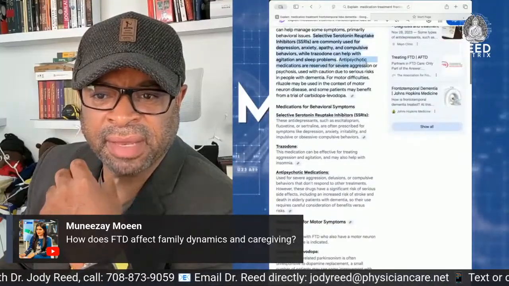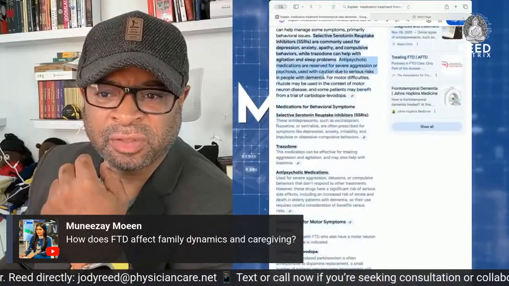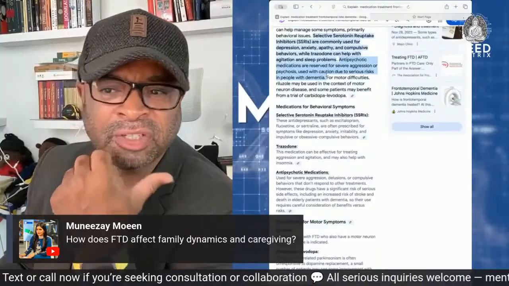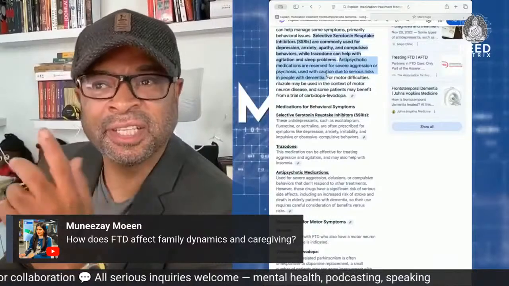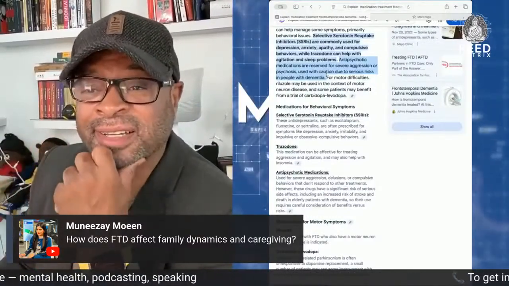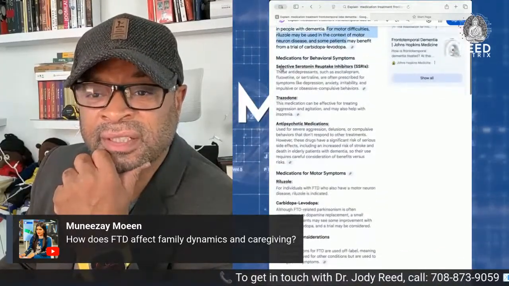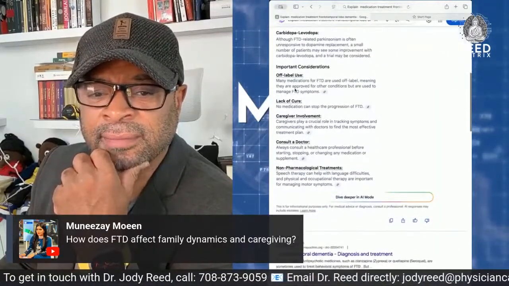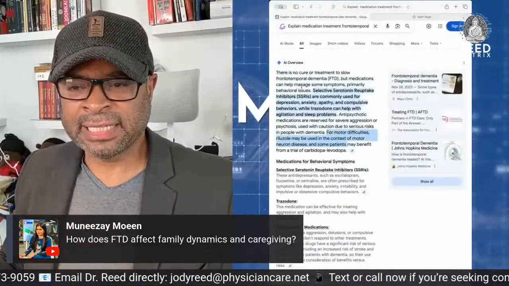Antipsychotic medications are reserved for severe aggression or psychosis and are used with caution because of serious side effects for people with dementia. Yeah, because of the side effects, you don't want to be placing patients with dementia on antipsychotics if they really don't need to be. This is a dementia, not a psychotic disorder, so antipsychotic medications are not absolutely necessary. For motor difficulties, you can use other things. Okay, SSRIs, trazodone, antipsychotics. I think that's it for now.